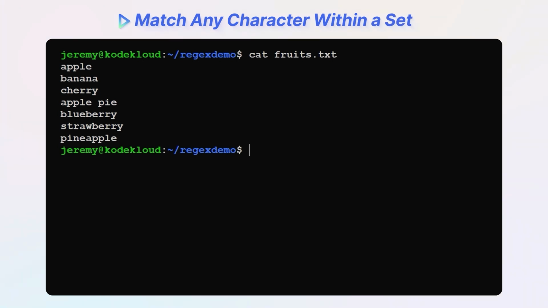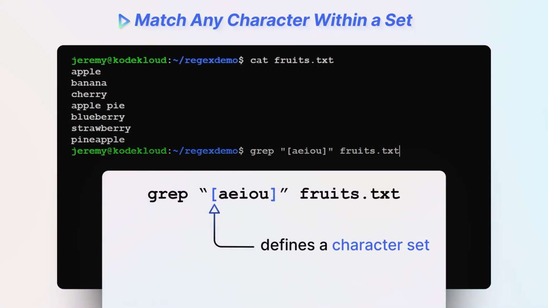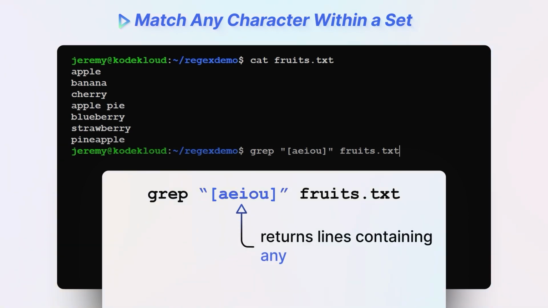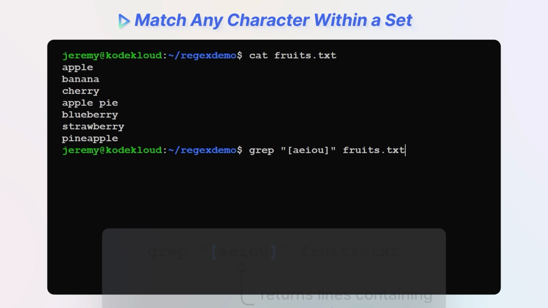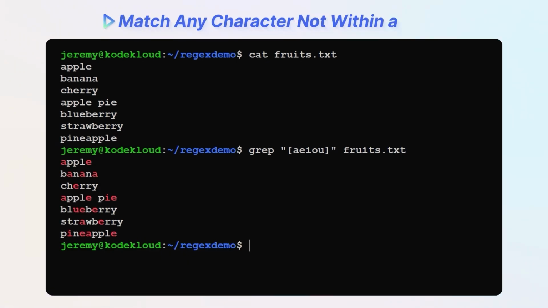Here's how you match any character within a set. So we'll type in grep with a quote and an opening bracket, AEIOU, closing bracket, and a quote, fruits.txt. The square brackets define a character set. This command will return lines that contain any vowel, A, E, I, O, or U. And there it is.